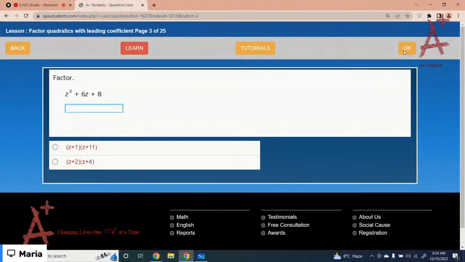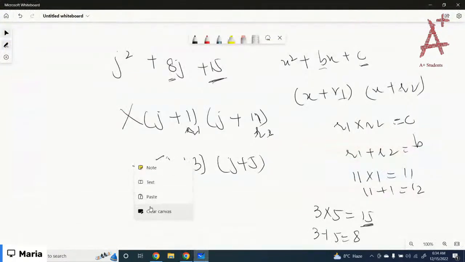Okay, the next one is z square plus 6z plus 11. So which option is the correct one? If you use the method I explained, you can find the factors very easily. Got it? Let's just do it once again. Z square plus 6z plus 8.